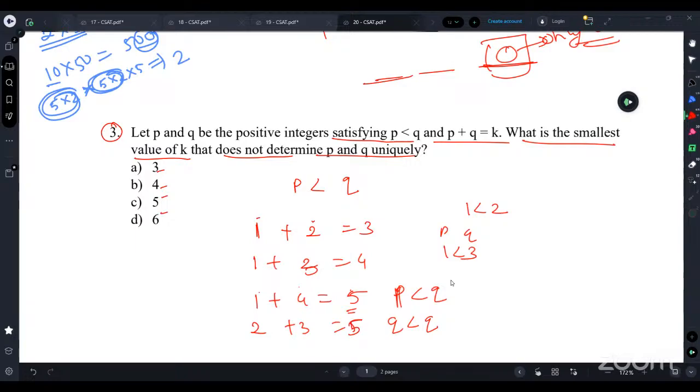So for the summation of 5, I have two values of P and Q, right? So for the summation of 5, you will not get unique values of P and Q, right? So 5 will be the correct answer.